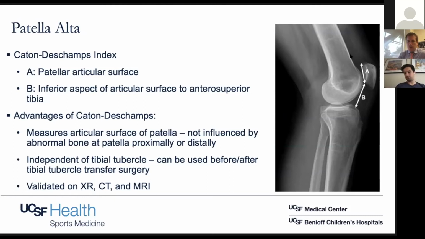So it's measured as B over A. And then the higher you get, the more alta. And then the lower you get, the more baja. And so yeah, anything above 1.2 will classify as patella alta.